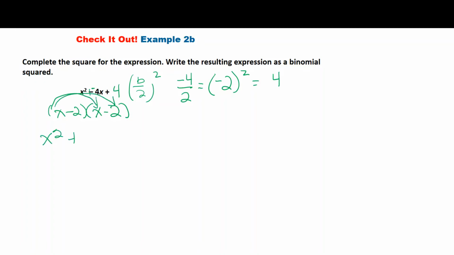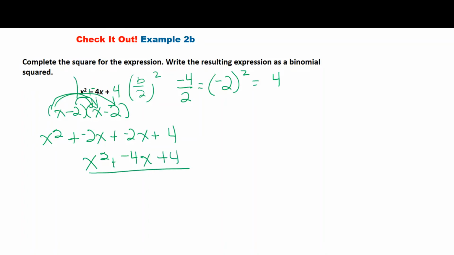All right, so to FOIL that and make sure, we have x squared plus x times negative 2 is a negative 2x plus a negative 2x plus a positive 4. All right, so we have x squared minus, or plus a negative, 4x plus 4. This is the same as our original expression, so we know we did it right. So our answer is going to be x minus 2 squared.